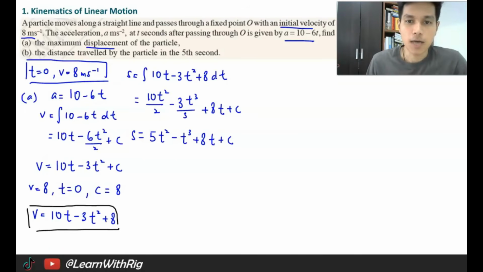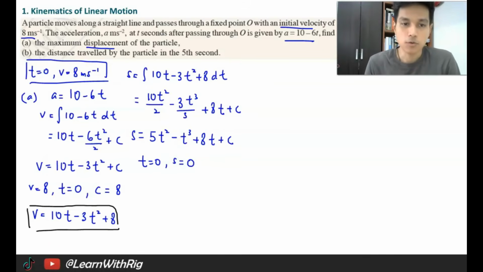So now the question is, how are you going to find c? Whenever they don't mention it, you can always assume this. You can assume that when time equals 0, your displacement is also equal to 0. That means when time equals 0, the particle hasn't moved yet. So we can assume that the displacement equals 0.